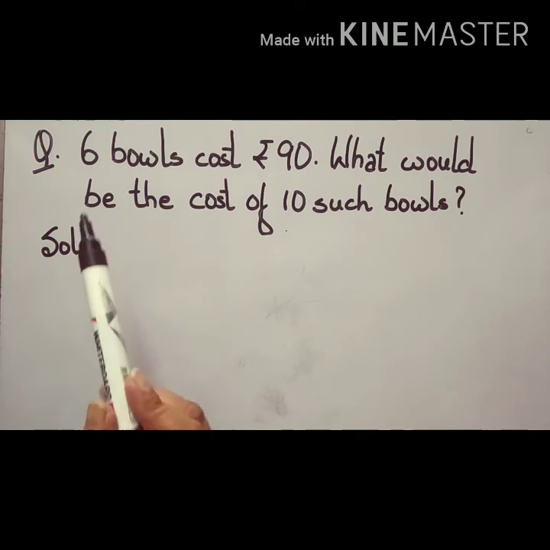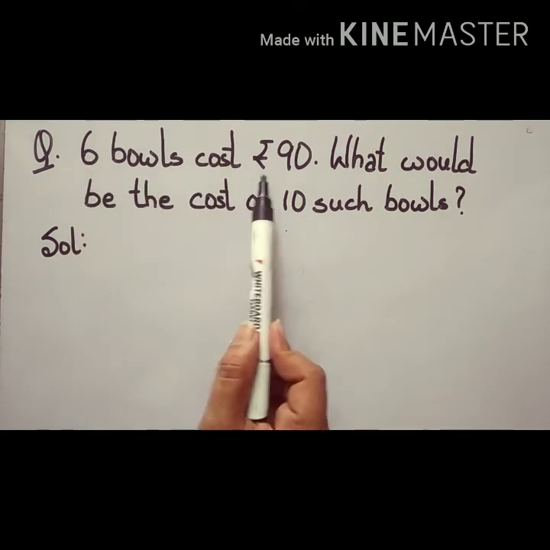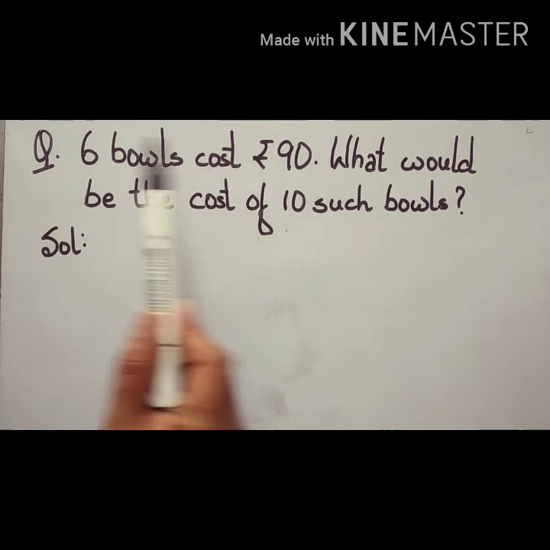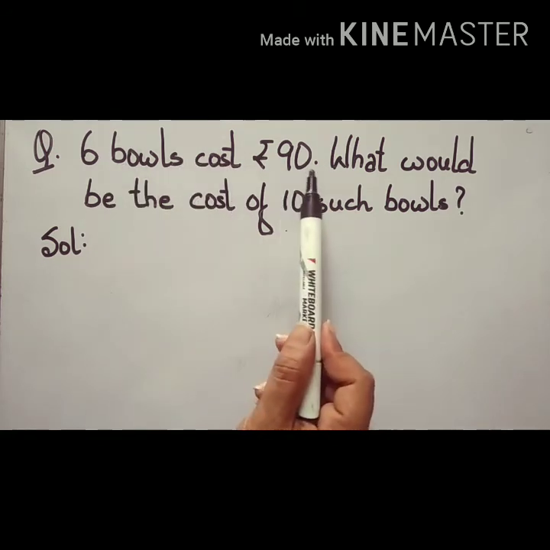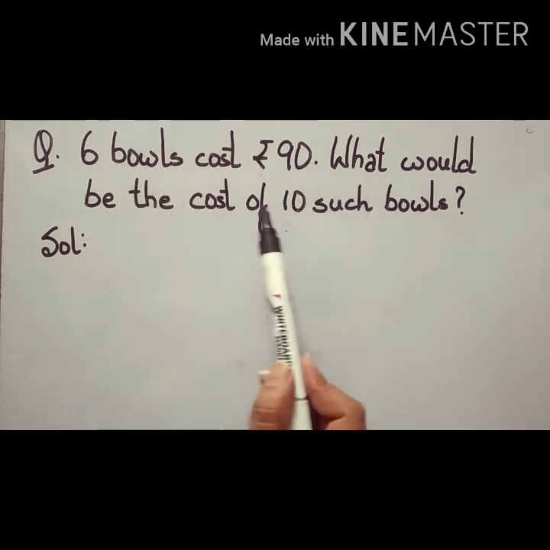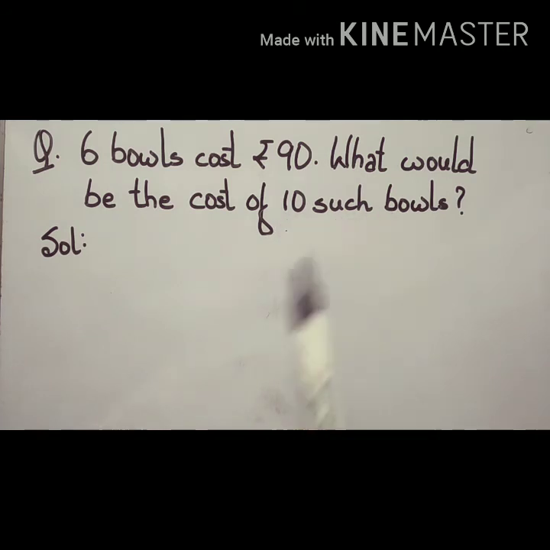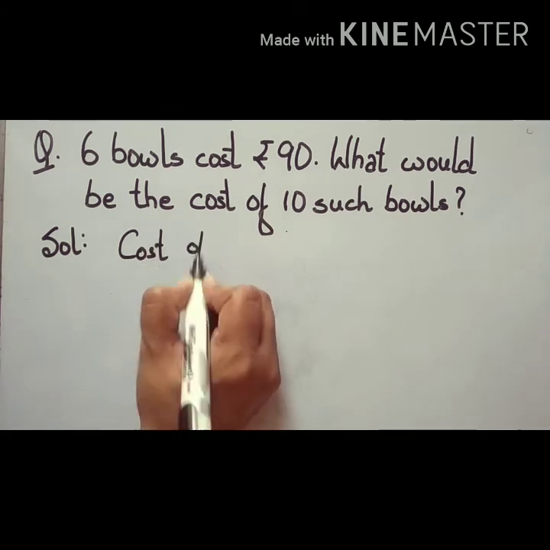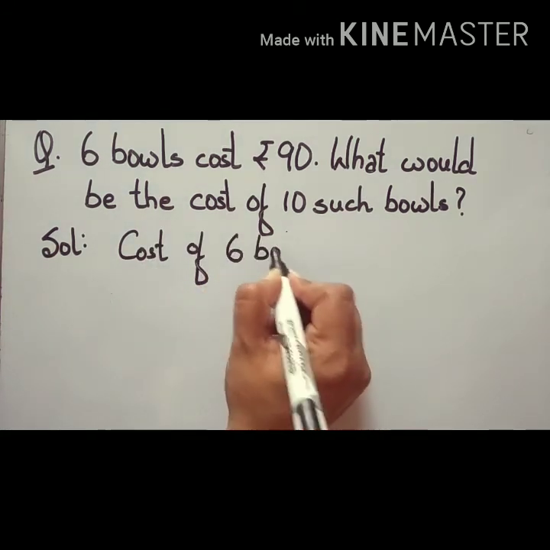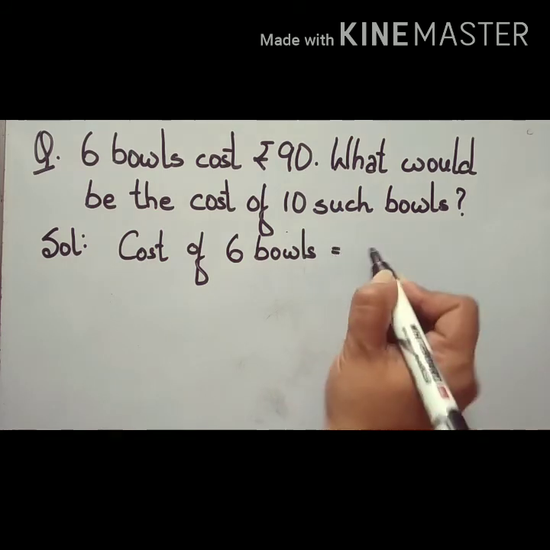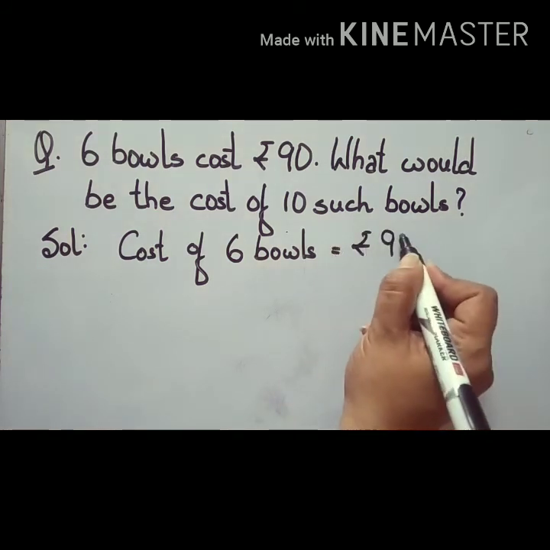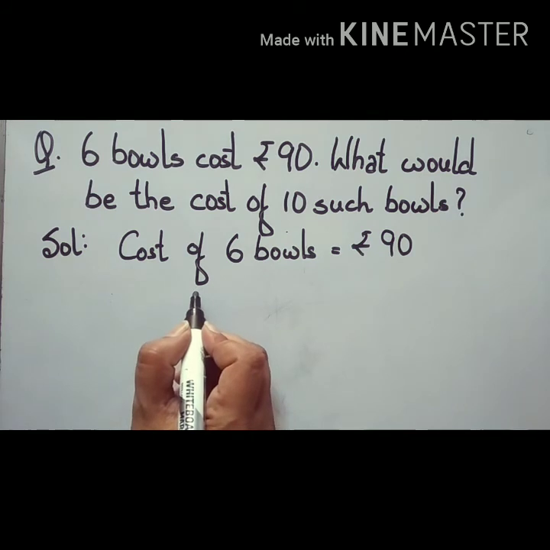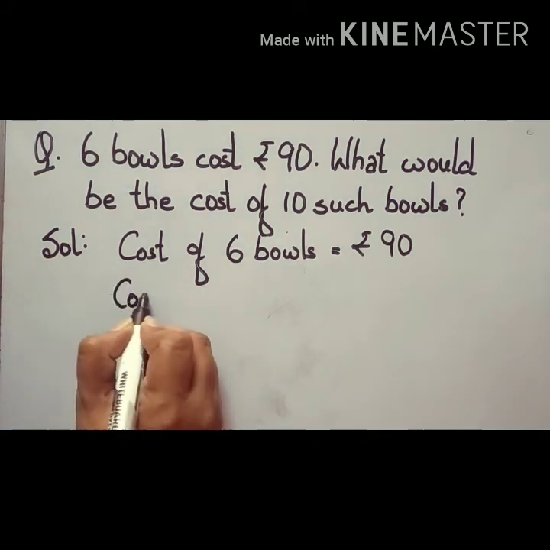Our next question is 6 bowls cost rupees 90. Means the cost of 6 bowls is rupees 90. What would be the cost of 10 such bowls? We have to calculate the cost of 10 bowls. Let's start with the solution part. Cost of 6 bowls given to me equals to rupees 90. First of all, we will calculate the cost of one bowl.